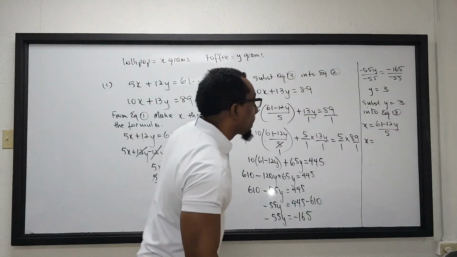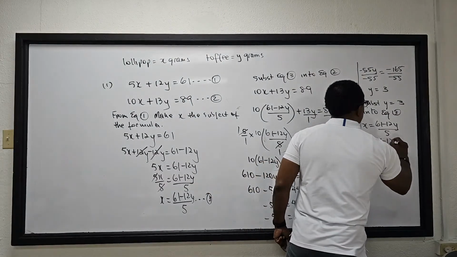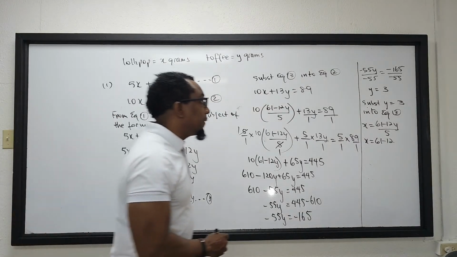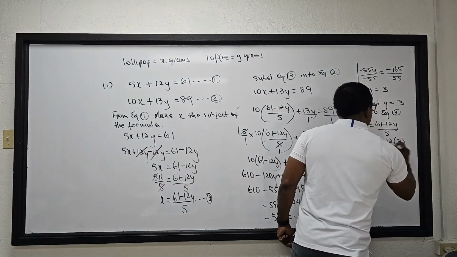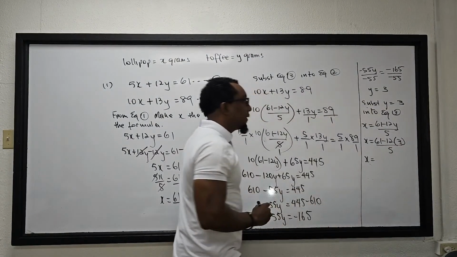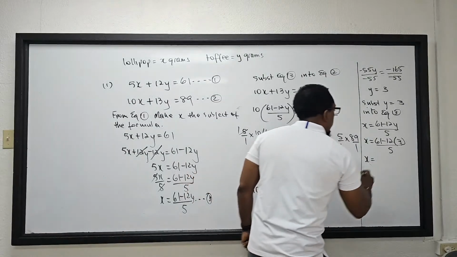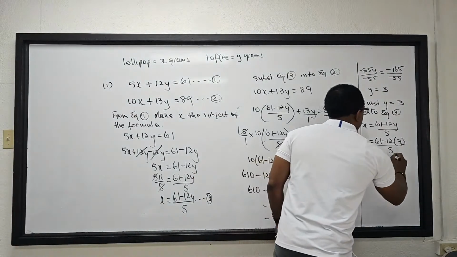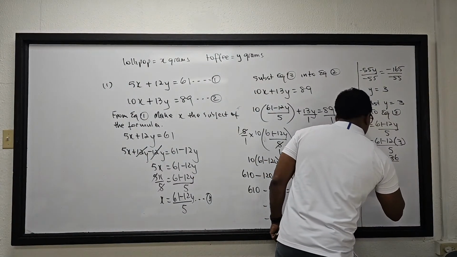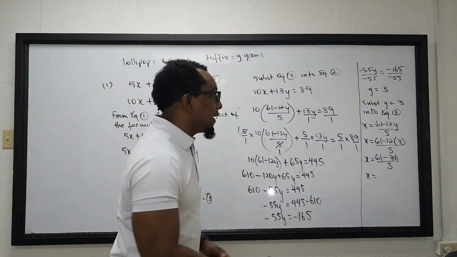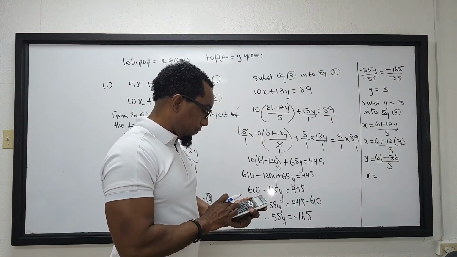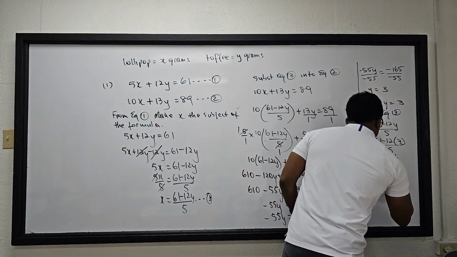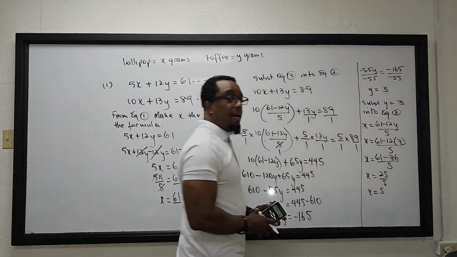So this will be x is equal to 61 minus 12, and I'm going to replace y with 3, which I put in brackets, over 5. x is equal to 61 subtract 36 over 5, and this will be 61 subtract 36 is equal to 25, and 25 divided by 5 will give us 5 grams.